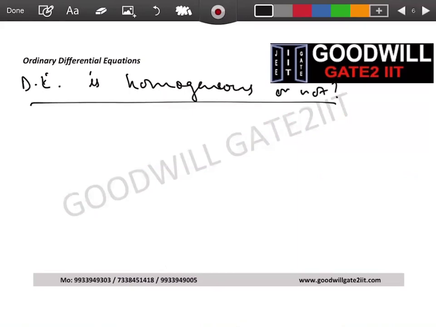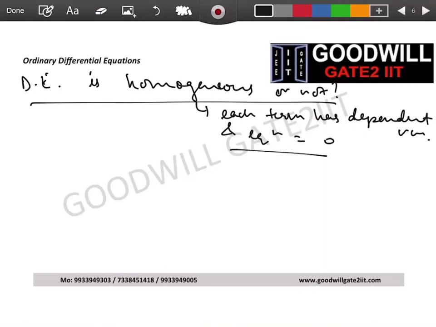To check whether a differential equation is homogeneous or not: a differential equation will be homogeneous when each term has the dependent variable and the equation is equal to 0.